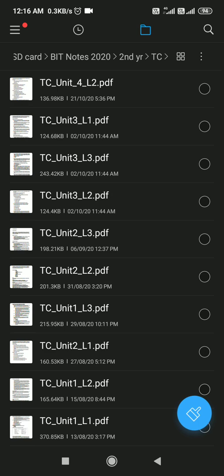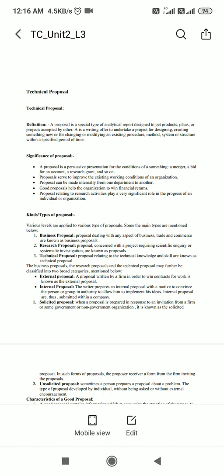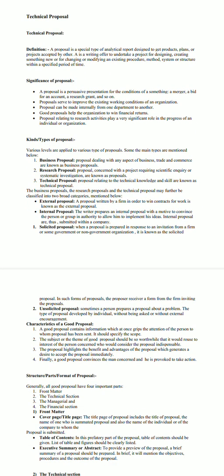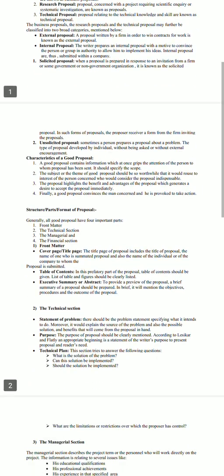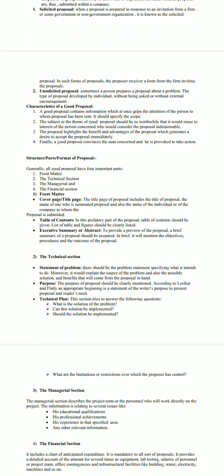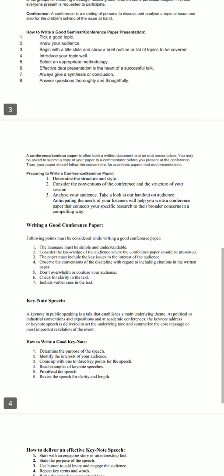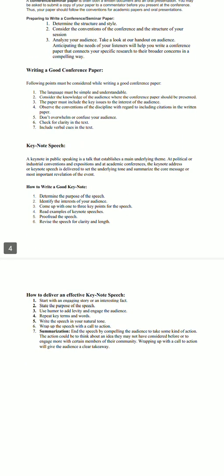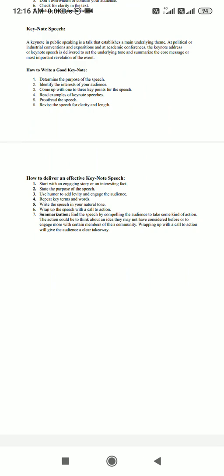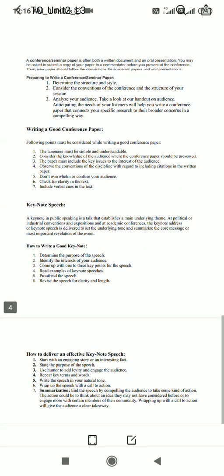Unit 2 Lecture 3. Technical proposal, definition of technical proposal, significance of a proposal, types of proposal, structure, parts, format of proposals, writing a good conference paper, how to deliver an effective keynote speech.